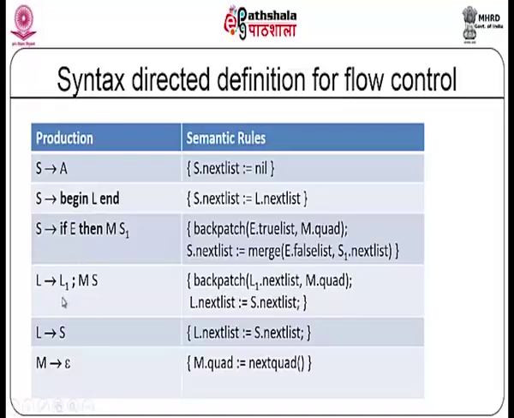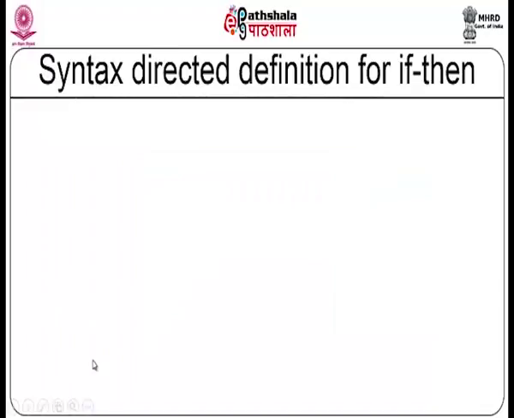And then here L produces L1 semicolon M, again M is to get the next line number. So, you will backpatch L1's next list with whatever M is pointing to, and L's next list will be S's next list. So, L dot next list is equal to S dot next list. The next one is L produces S, just the reverse of this. And M again is the same as the previous one.